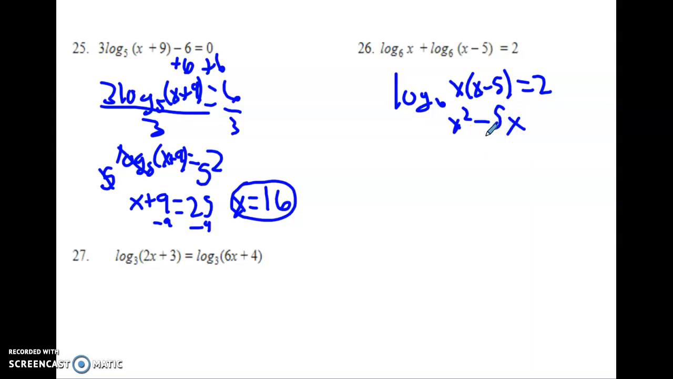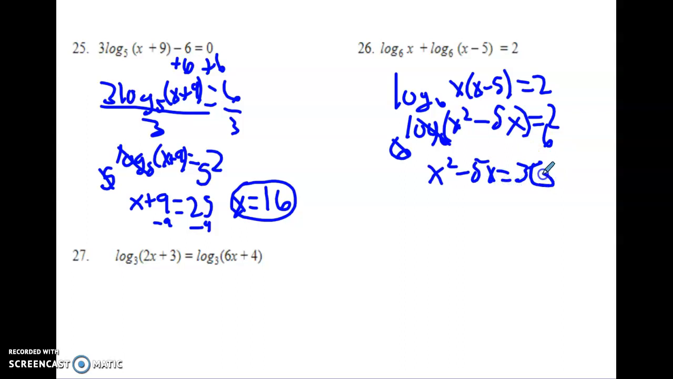So we have this problem right here, log base 6, better add that in. Now I want to get rid of this log base 6. So I do that by raising everything to a power of 6, both sides. The log base 6 cancels out, and I just have x squared minus 5x equals 36.